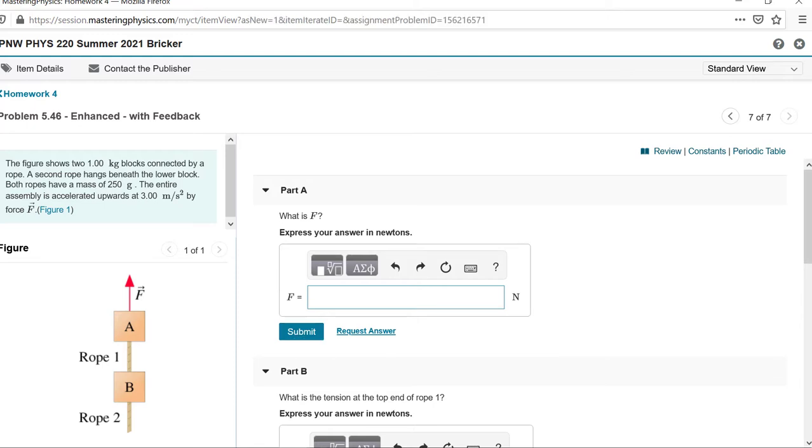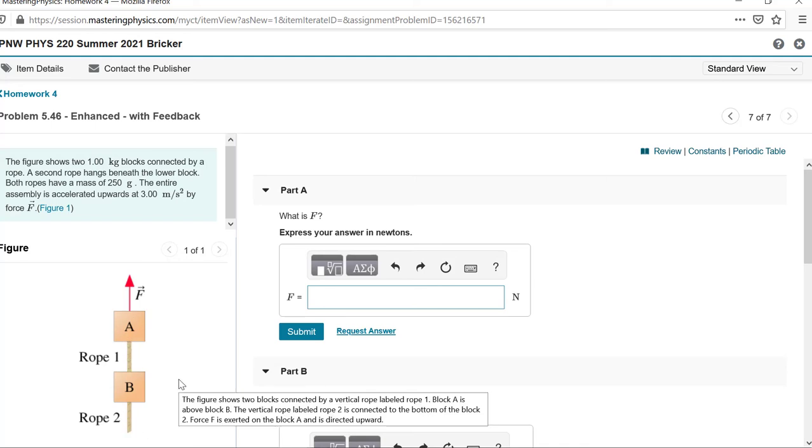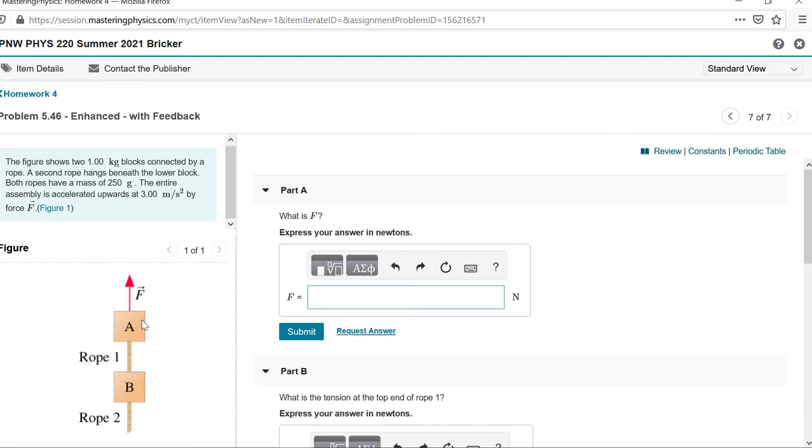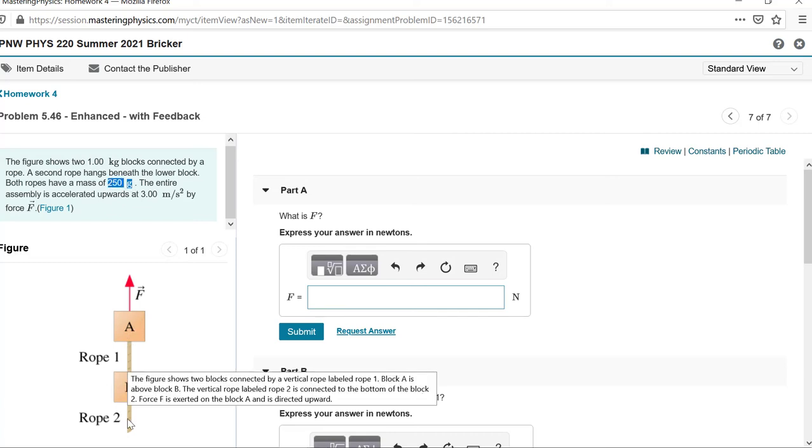Okay, and here we go. We've got the figure shows two 1 kilogram blocks A and block B, connected by a rope. So here's rope 1, that's connecting A and B, and then there's another rope just hanging here. Each of these blocks has a mass of 1 kilogram, and the ropes have a mass of 250 grams, or in other words, 0.25 kilograms. So the whole thing has a mass of 2.5. The whole system has a mass of 2.5 kilograms.